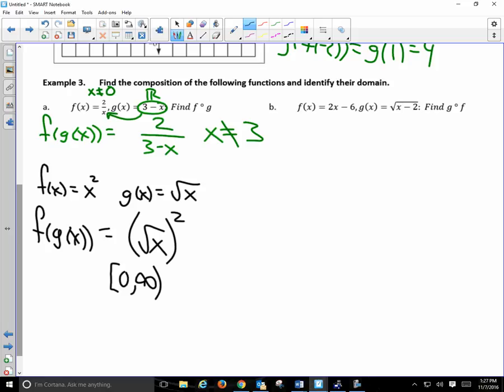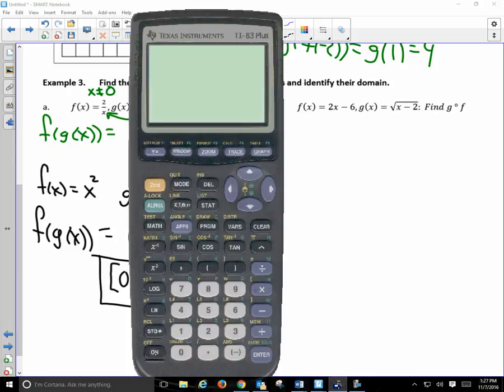Now, if I did square this, what would you come out with? You would come out with x, and you would say that domain is all real numbers. You have to state the domain before you simplify it. If you don't believe me, all you have to do is just take your calculator and go into y equals and type in parentheses the square root of x, that quantity squared.